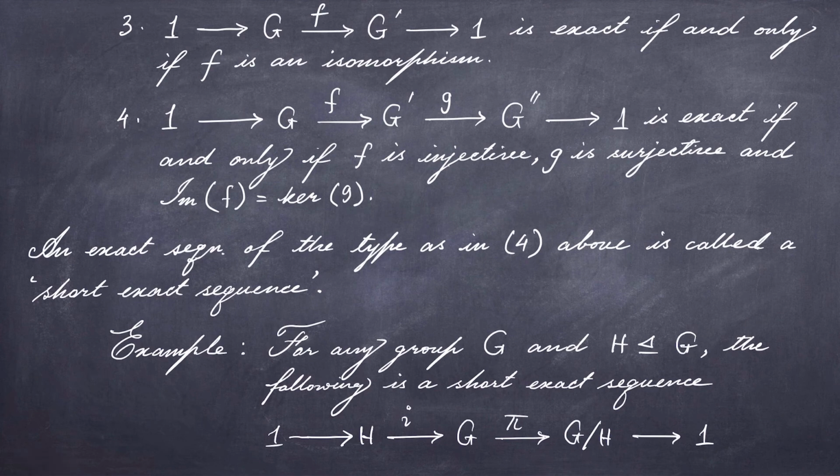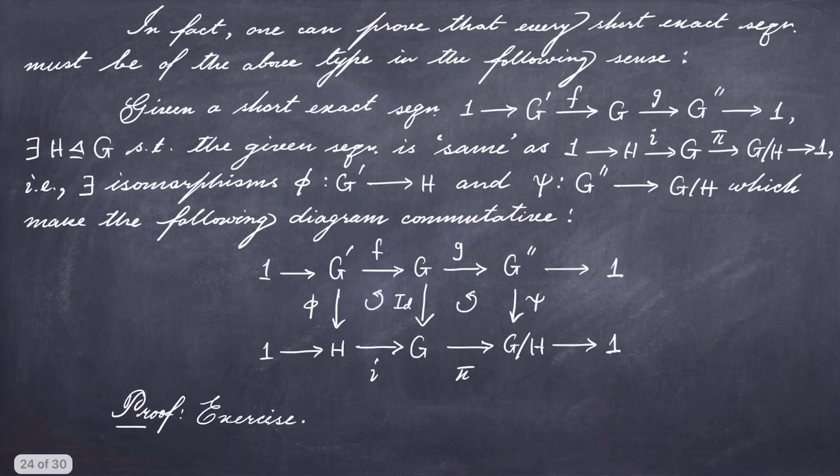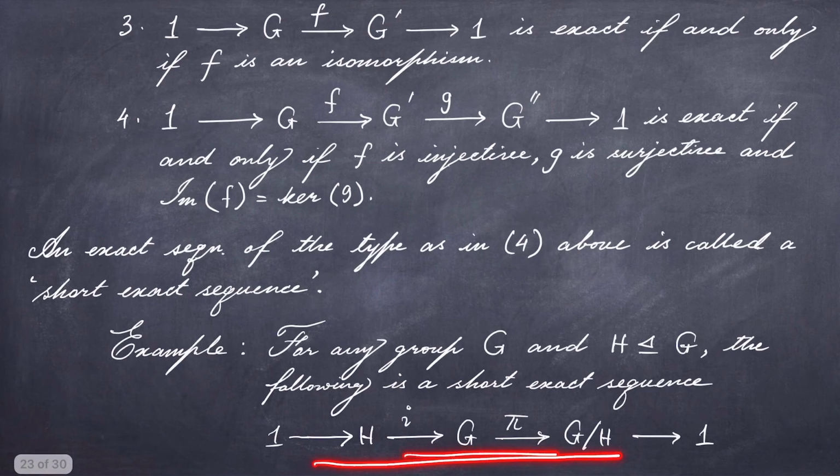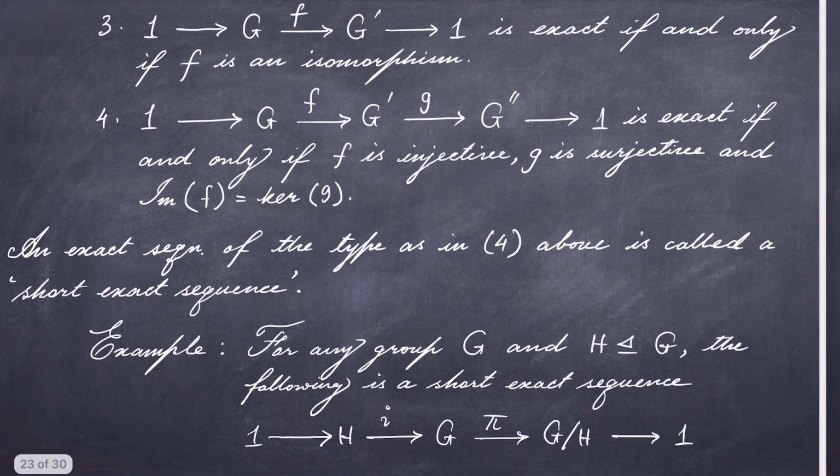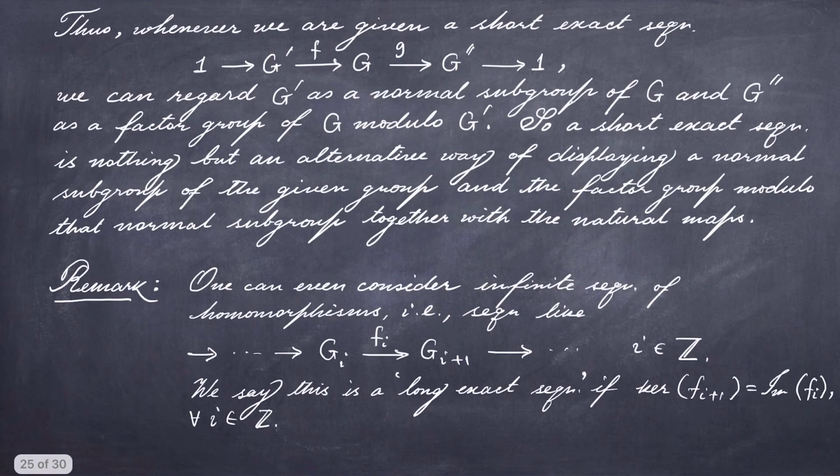First, we saw that for any group G and normal subgroup H, this is a short exact sequence. Then we have proved that every short exact sequence is the same as a short exact sequence of this form. So thus this says that these are the only types of short exact sequences. Therefore, loosely speaking, we can regard a short exact sequence as nothing but another way of displaying a normal subgroup and the corresponding factor group of a given group together with the natural maps.